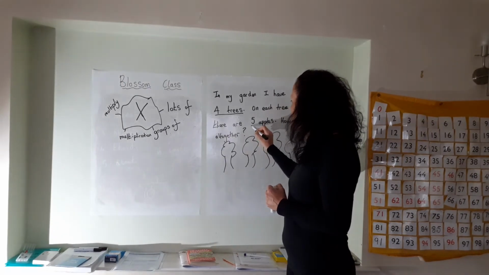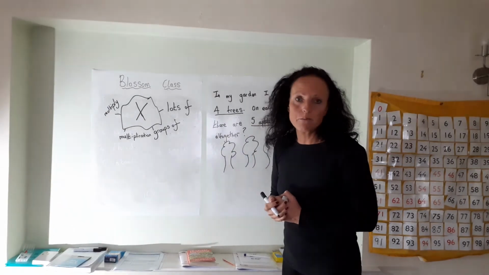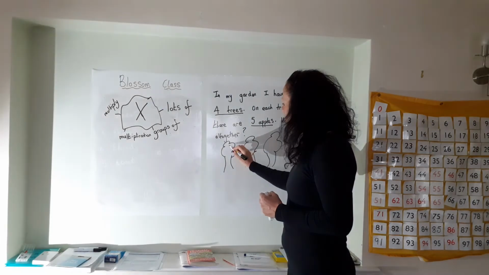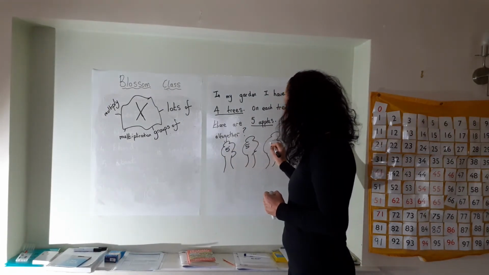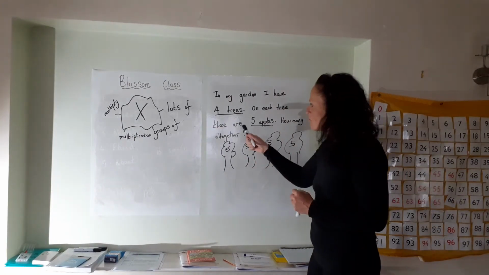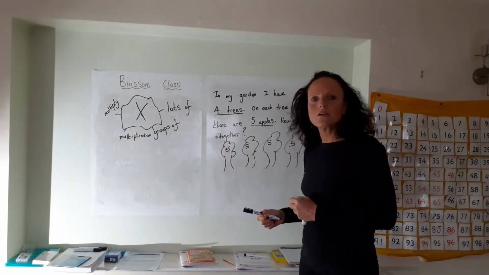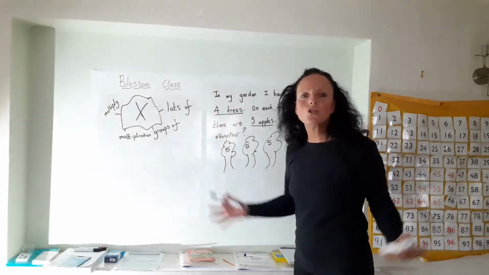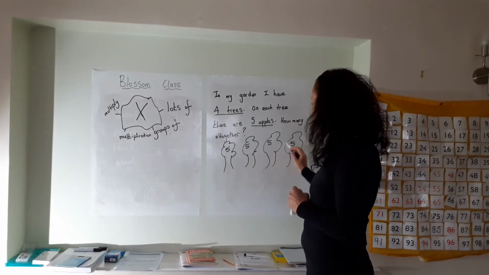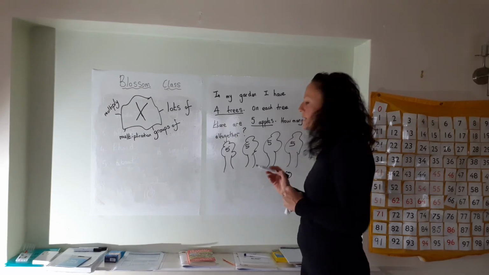And then there are 5 apples on each tree. Now, I could draw 5 apples, and you could draw 5 apples if you're trying to solve a problem like this. But for ease, I am just going to put 5 on there. So now we need to think, oh, I want to know how many all together. So I want to know how many in total on all of my trees. So you could just go 5, 10, 15, 20, and you know there is 20 apples all together.